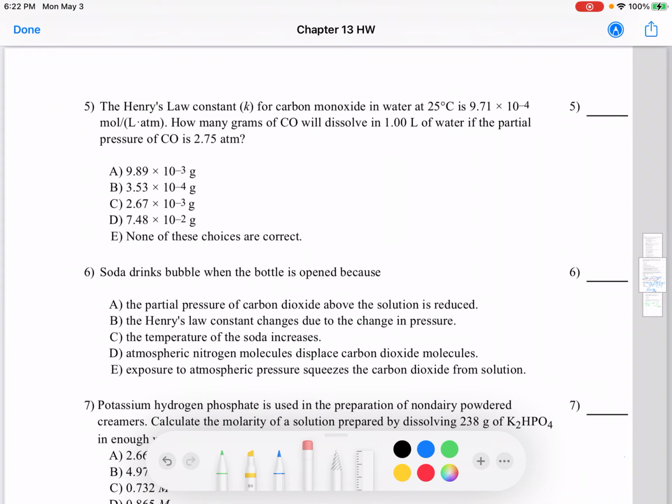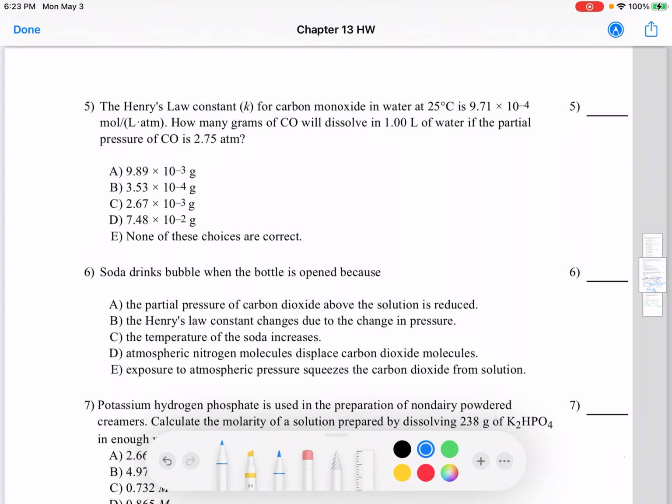Anyways, so number 5. The Henry's law constant for carbon monoxide in water at 25 degrees Celsius is 9.71 times 10 to the negative 4. How many grams of carbon monoxide will dissolve in 1 liter of water if the partial pressure of carbon monoxide is 2.75? How do we approach this one? This is what we're going to do.